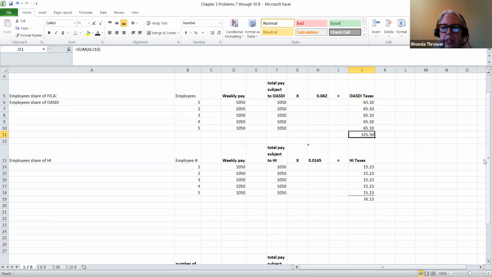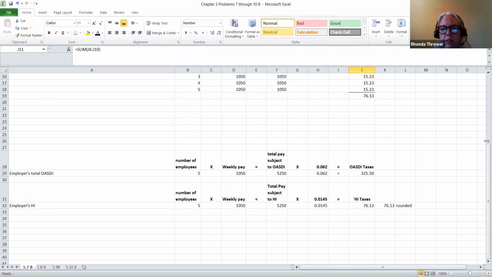Whereas for the employees, we're taking each individual employee's pay and multiplying it by 6.2 to get the OASDI taxes. For the employer's HI taxes, again, we're going to take the number of employees that we have and multiply it by the weekly pay to get the total pay that is subject to the HI taxes. Once you have the total pay subject to HI taxes, you're going to multiply it by 1.45%, which I've converted to a decimal here. We multiply the two of these.